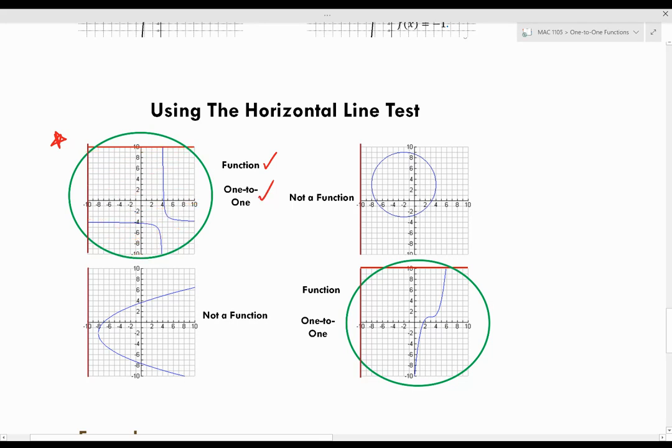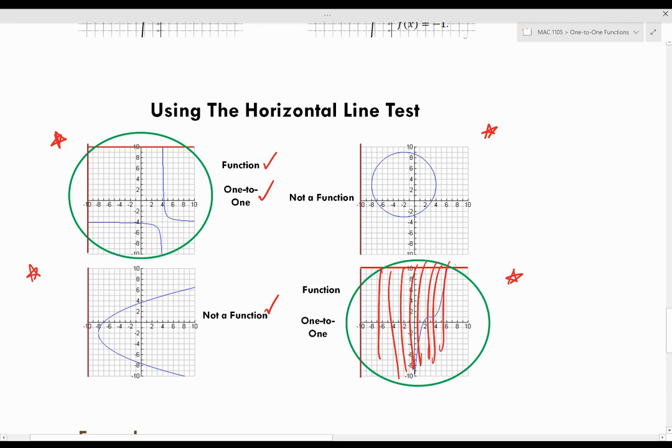If we look at the picture on the top right-hand corner, this is not a function because it fails the vertical line test. Because it's not a function, you don't have to check if it's one-to-one. It's not going to be one-to-one if it's already not a function and they haven't given us any domain restrictions. For the picture in the bottom left-hand corner, once again we've got a scenario that fails the vertical line test, so it's not a function, and we don't even have to check if it's one-to-one. So we're good.